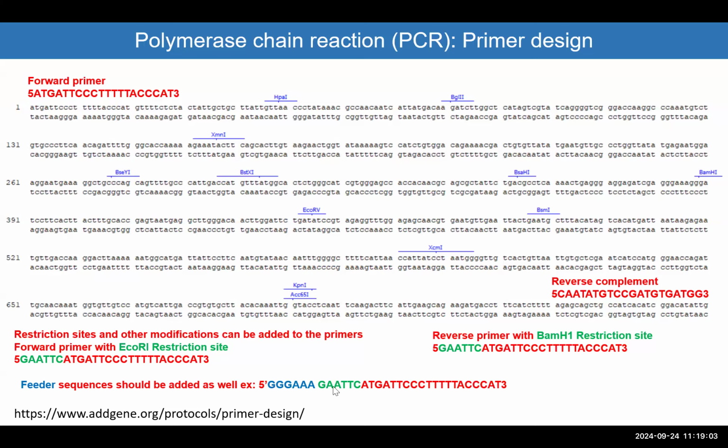EcoRI will come, sit here and cut, and BamHI will do the same. And then I will cut the plasmid with the same EcoRI and BamHI, and ligate it, and then I can clone this gene. So here you go. You can easily clone any gene from now on.